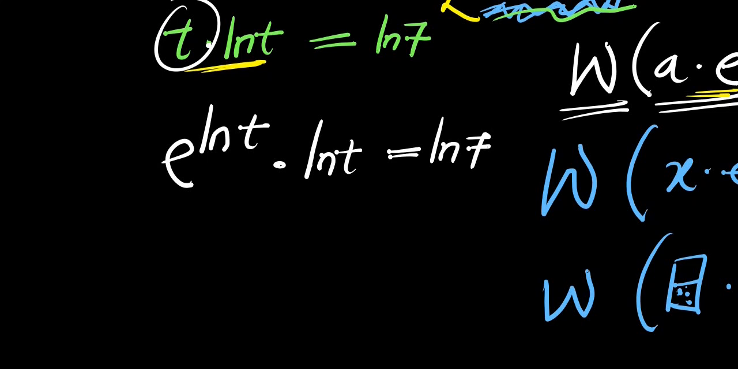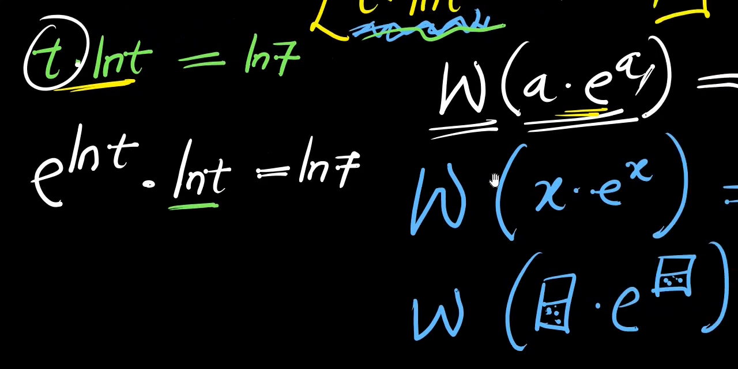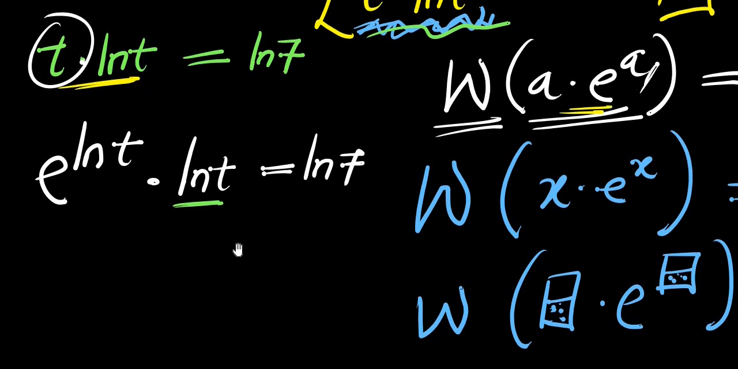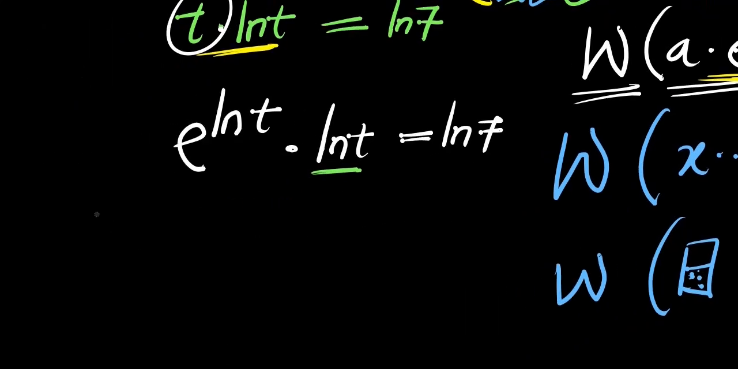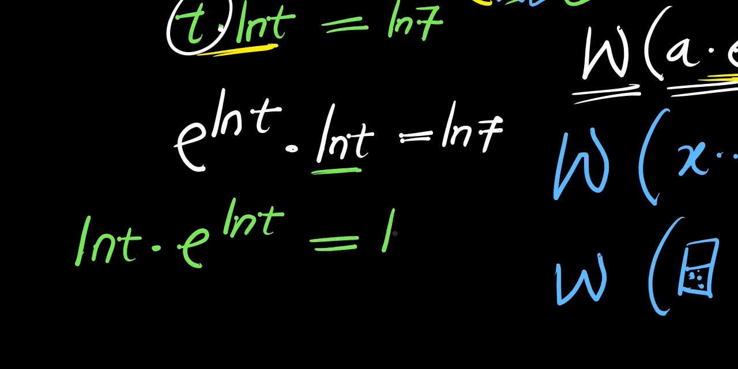Now the next thing we can do is rearrange it, because we can write ln of t first, before e power ln of t, because what we had here is a before e power a. So let's do the same thing here. We have ln of t times e power ln of t, and this equals ln of 7. Gradually we are getting to this particular expression. Now at this point, what we have here is exactly what we have here, so we can apply the Lambert W function.